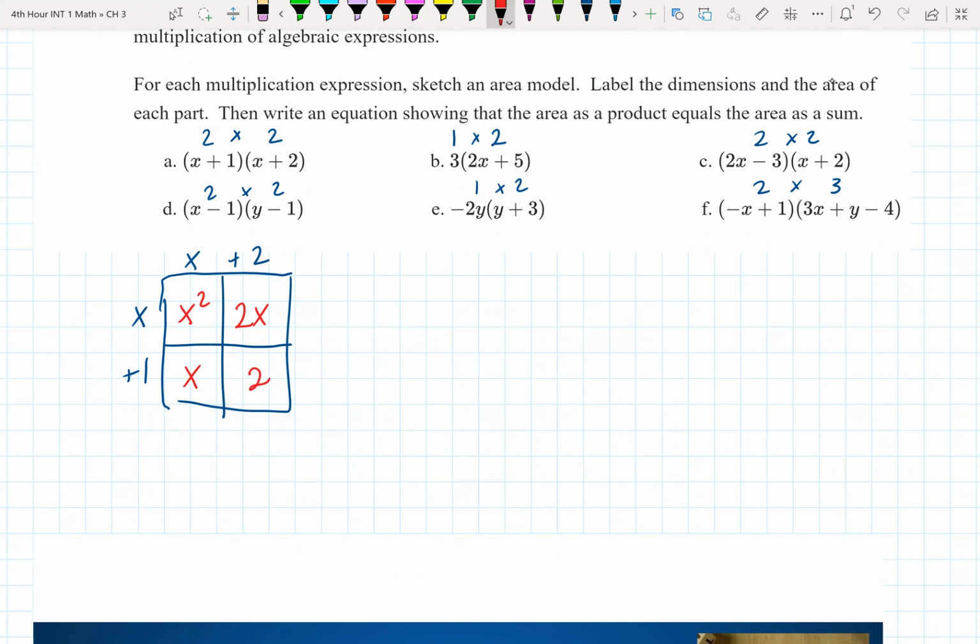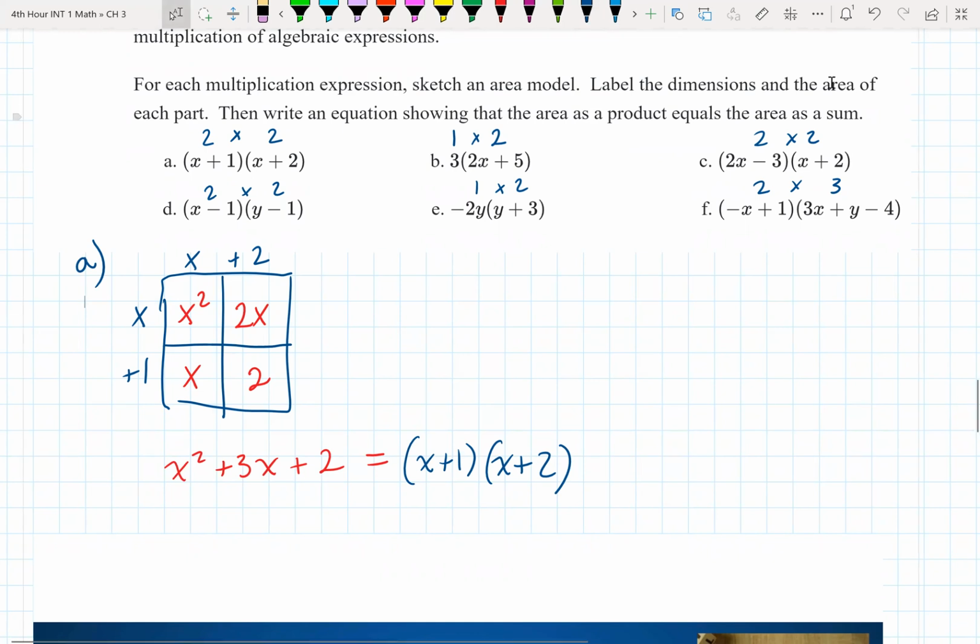So then you can write the equation showing the area as a product equals the area as a sum. So here we go. We've got x squared plus 3x plus 2 equals the product version, which is x plus 1 times x plus 2. So there goes part A right there. In red, you've got the sum. In blue, you've got the product, and they're equal to each other. So that's your job for B all the way through F. So pause this video and we'll return to go over the solutions.